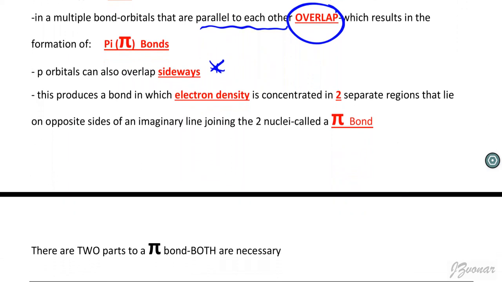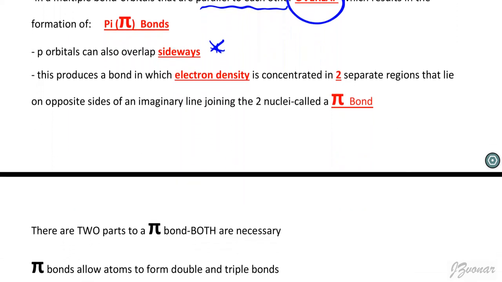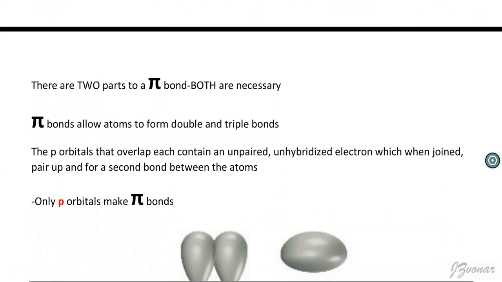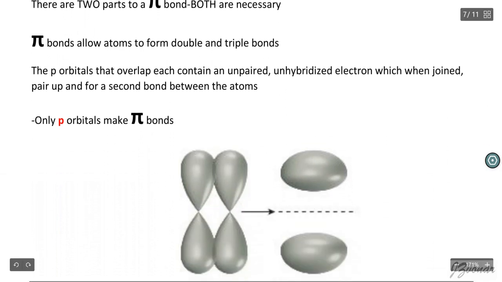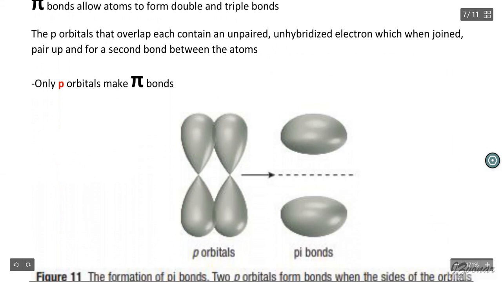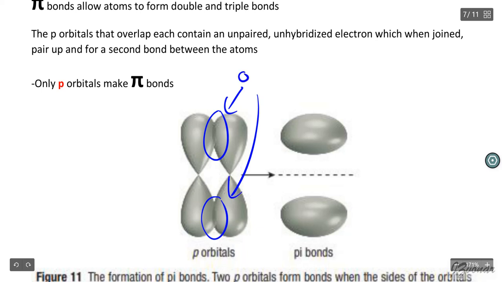So let's take a look at some examples of this and what we mean by this. There's always going to be two parts to a pi bond, and both are always going to be necessary. So here's a visual diagram to show you exactly what this is. When we have two p orbitals overlap side by side, we see the overlap. There's two overlaps here. They're overlapping in both regions.